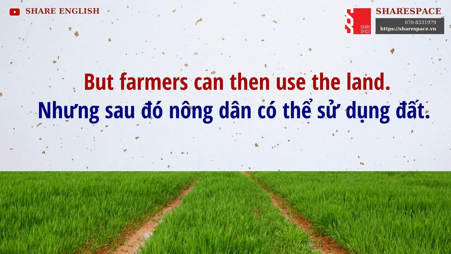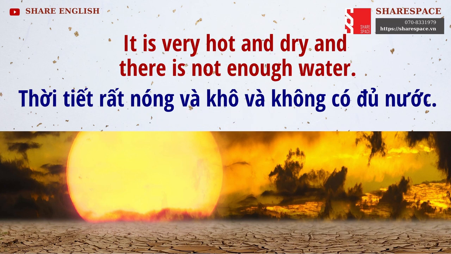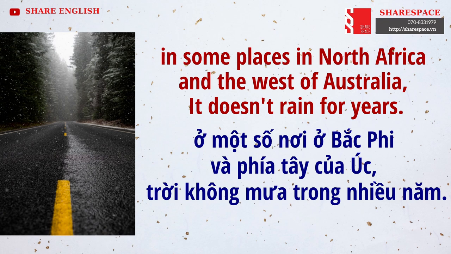But farmers can then use the land. In the other months of the year, there is not much rain. It is very hot and dry, and there is not enough water. In some places in North Africa and the west of Australia, it doesn't rain for years.